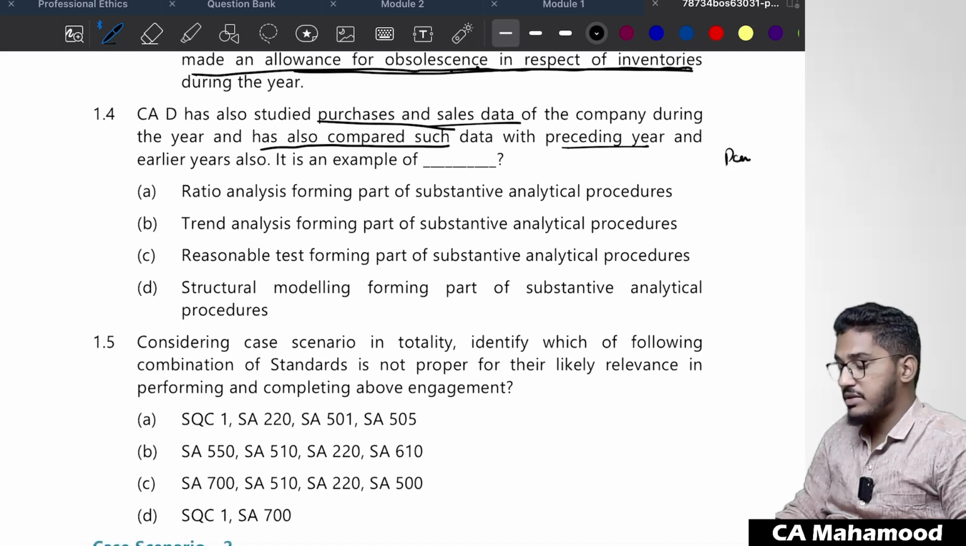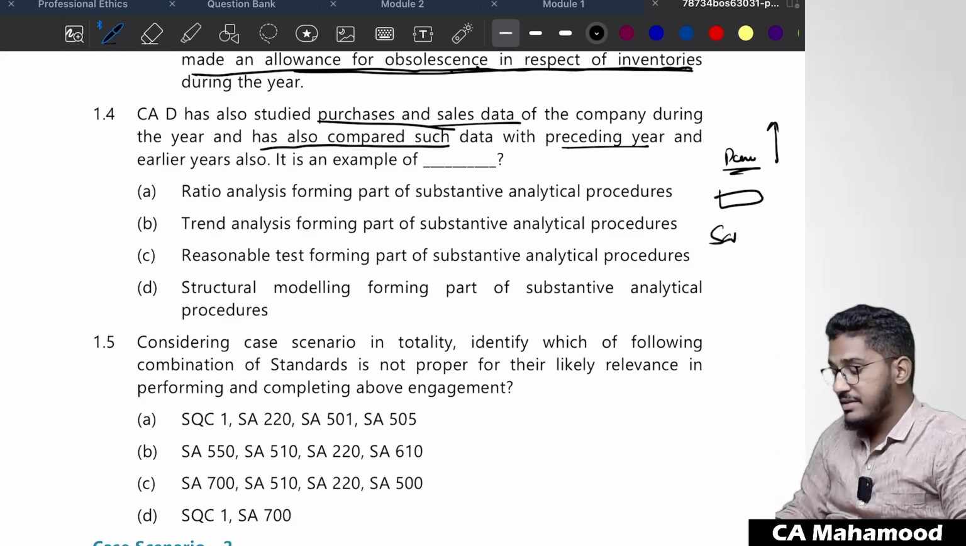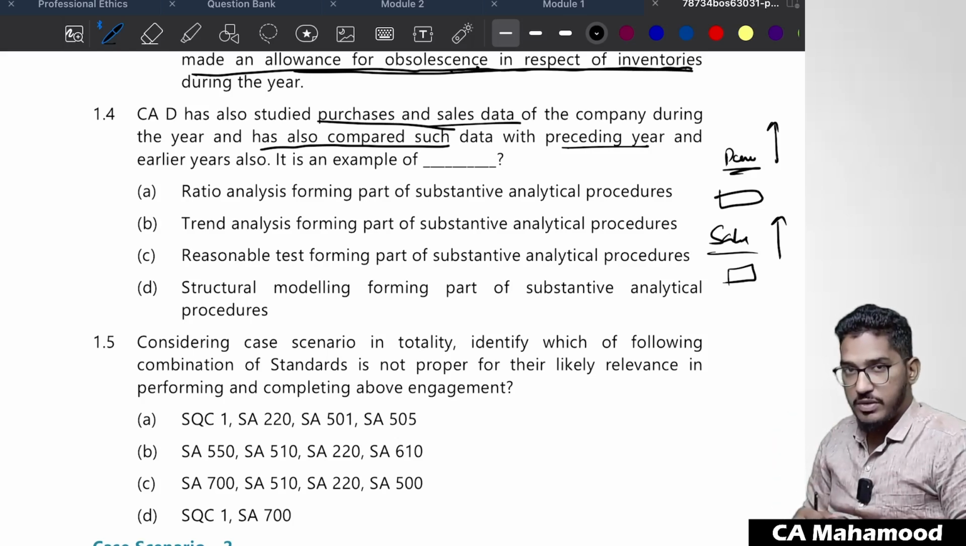That means the auditor has taken purchases, whatever purchase for the current year is there, and compared it with the previous years, either the immediately preceding year or more previous years. He has taken the sales data for the current year and compared it with the previous year's sales data. So which technique of substantive analytical procedure is he performing? Is he performing trend analysis?